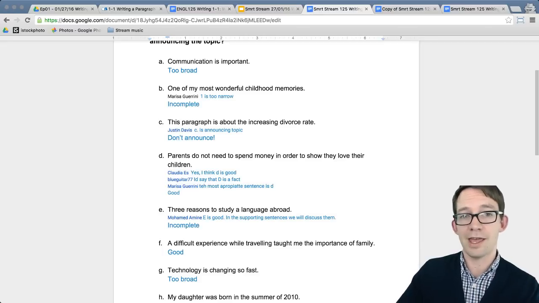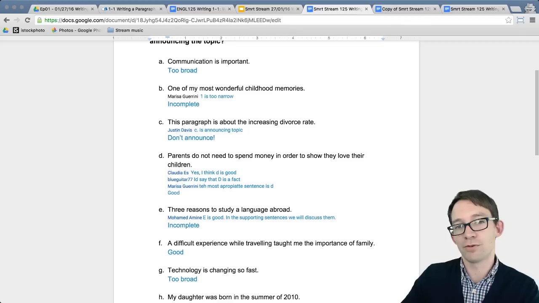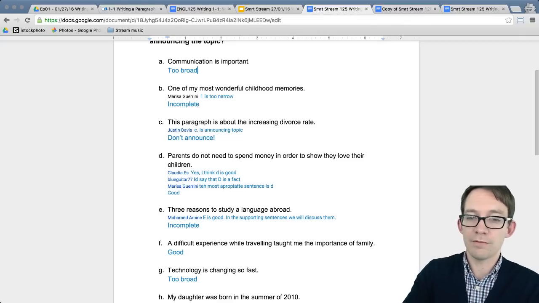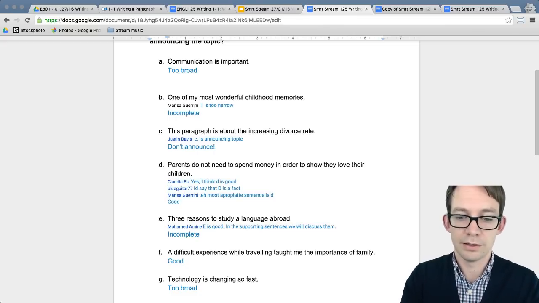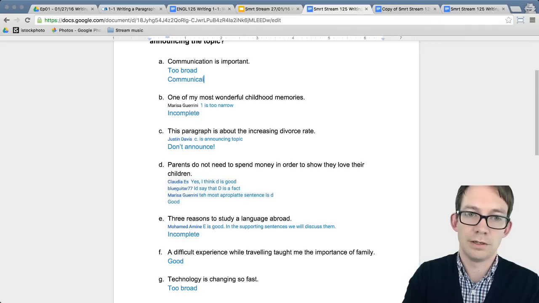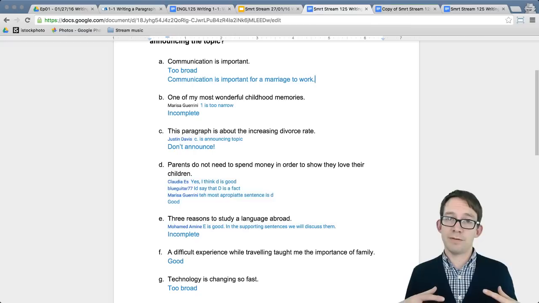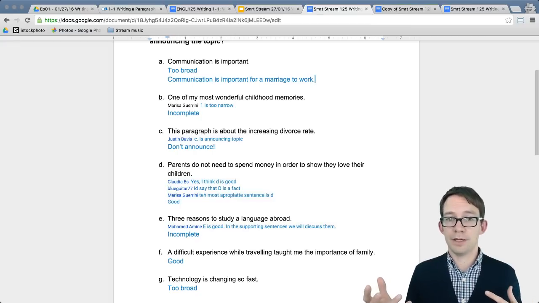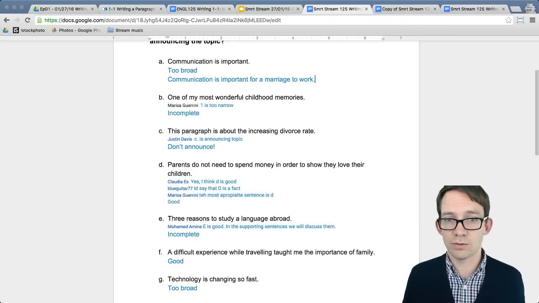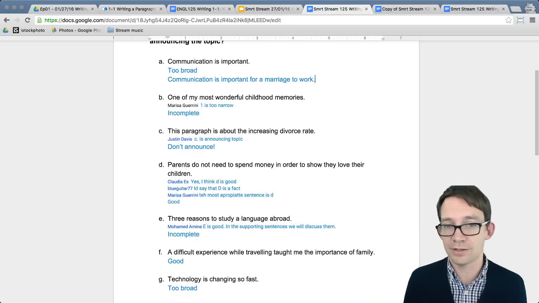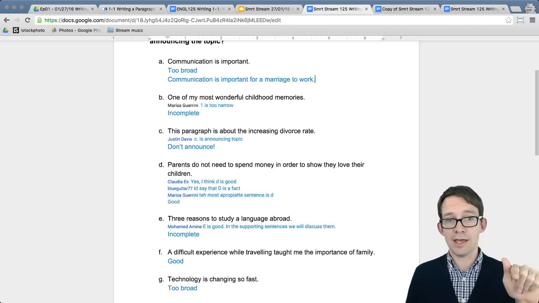So letter A, communication is important. You have to rewrite that sentence so it's not too broad. So how can you fix it? So I'll give you an example for A. I would say communication is important for a marriage to work. Okay, communication is important for a marriage to work. Now it's a little bit more specific. It's talking about communication in a marriage between a husband and wife, and why that would be important for the marriage to last and to be successful. Okay, so that's the freebie. I'm giving you the answer for A.